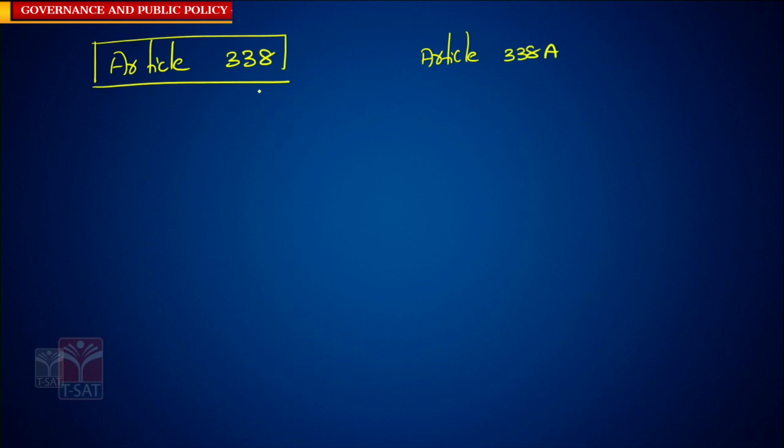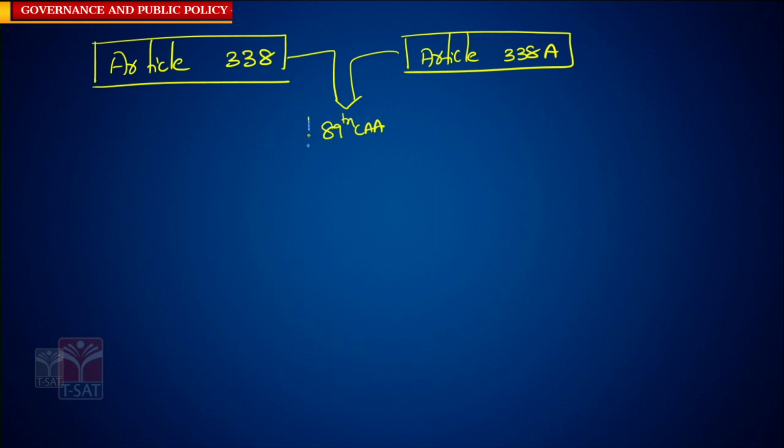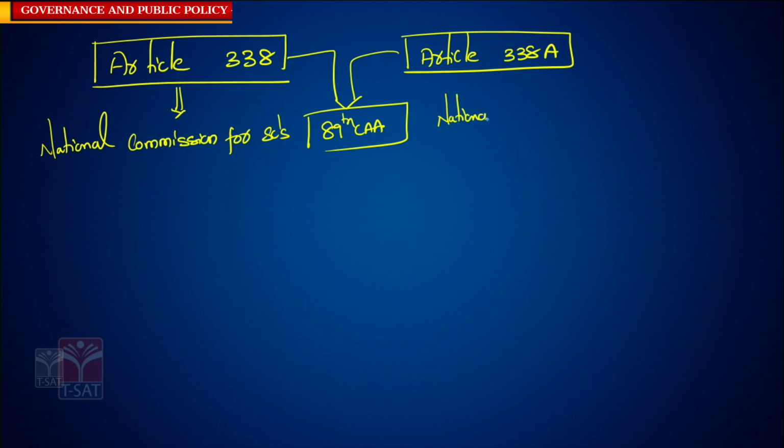You have something called Article 338 and Article 338A. So, Articles 338 and 338A, these both were separated by the 89th Constitutional Amendment Act. The 89th Constitutional Amendment Act has initiated the National Commission for SCs and we have the National Commission for STs. So, we have both.